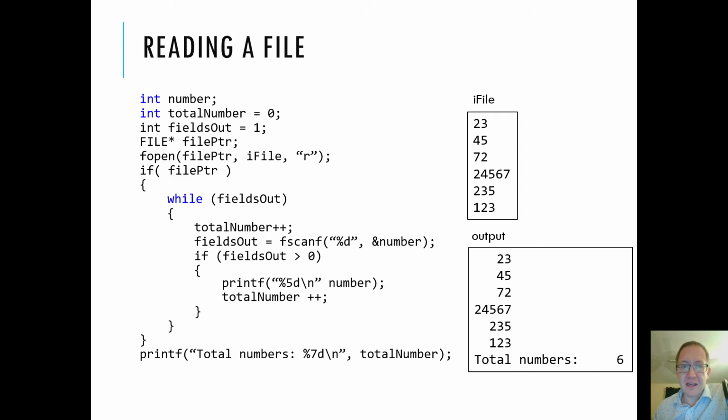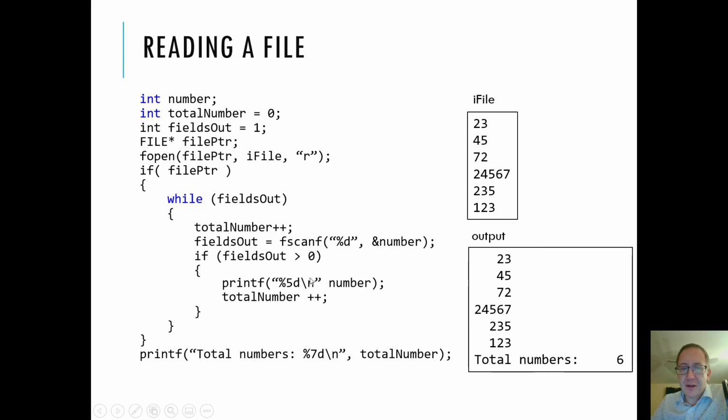So here'd be another example. Here's the file as 23, 45, 72, 245, 67, 235, 123, and I have this while loop that's just, do I have a field coming out? This is a number that I'm getting from this thing. fscanf will put something in that number, and then the returned value will be fields out here. It'll also be the value number. They're going to be equivalent to each other, number and fields out.